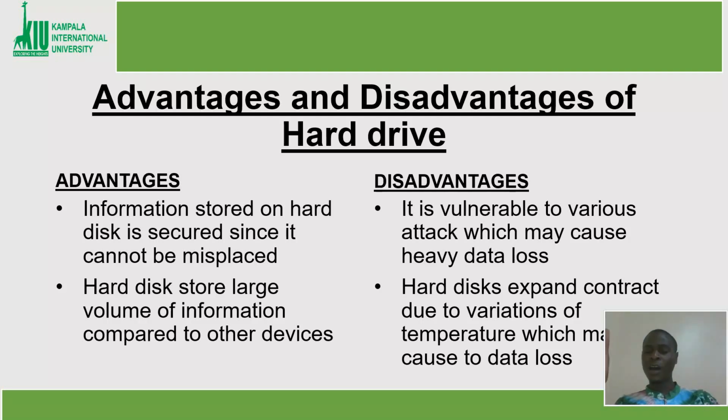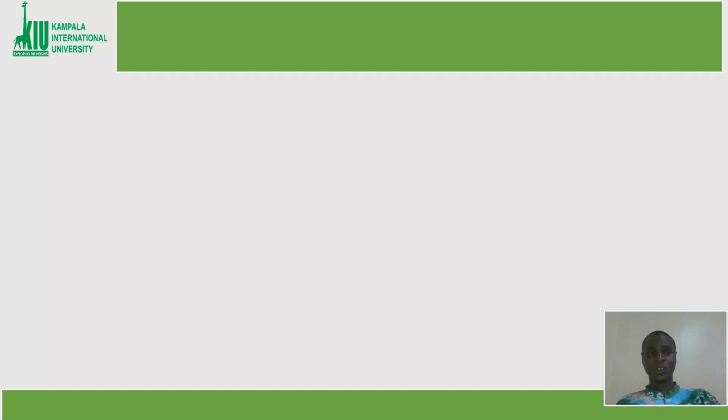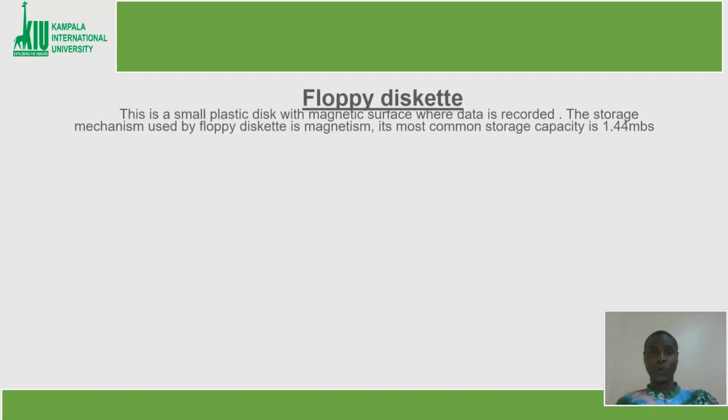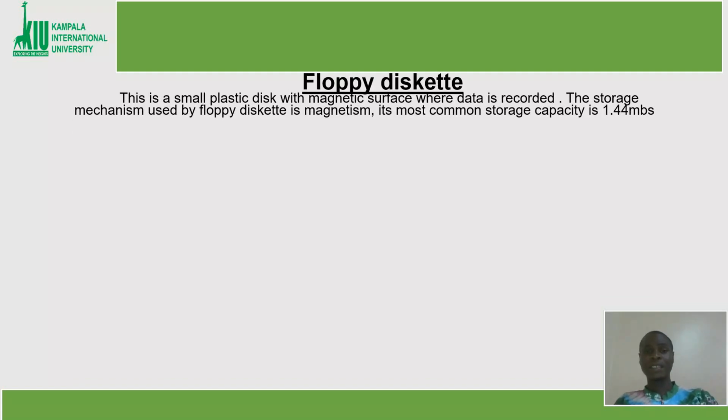Hard disks are vulnerable to various attacks which may cause heavy data loss. Next, hard disks expand and contract due to variations of temperature, which may cause data loss. So I'm going to continue with floppy diskettes.